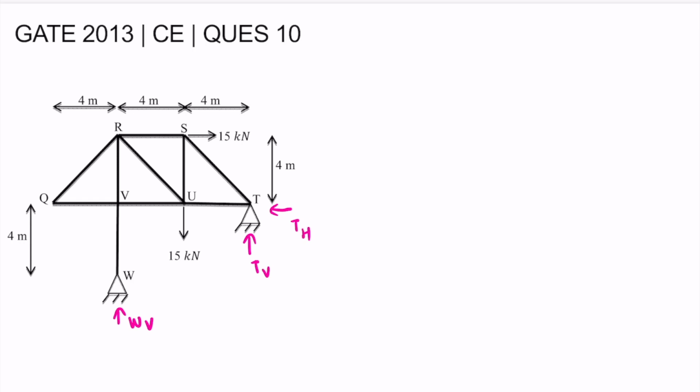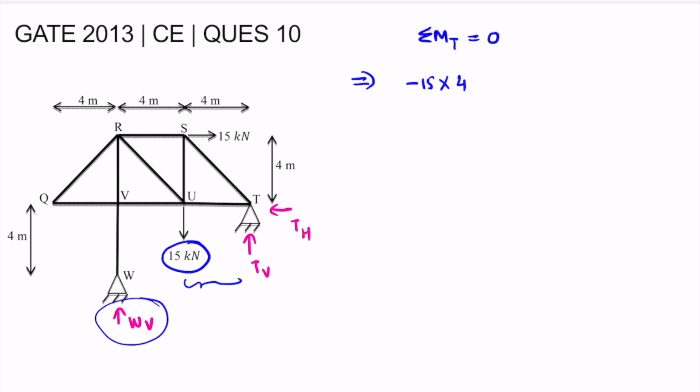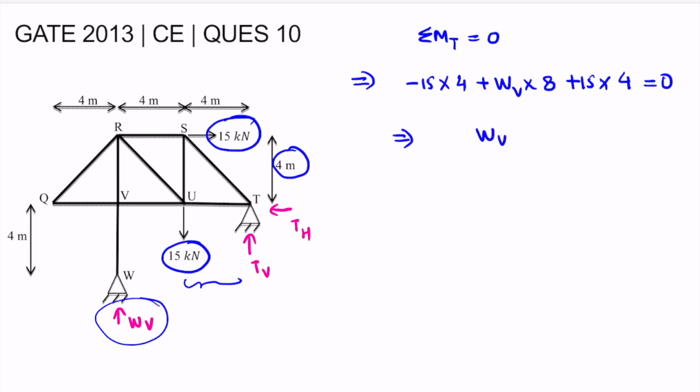To find the reactions, let us use the equilibrium equation, summation of moment about point T as 0. Let's take a clockwise moment as positive. So there is a 15 kN load here, so it will be minus 15 multiplied by distance 4. Another force is this WV, it is in clockwise direction, so WV multiplied by 8. There is another force 15 kN, again in clockwise direction, so plus 15 multiplied by this distance, which is 4, equal to 0. From here we get the value of W vertical as 0.